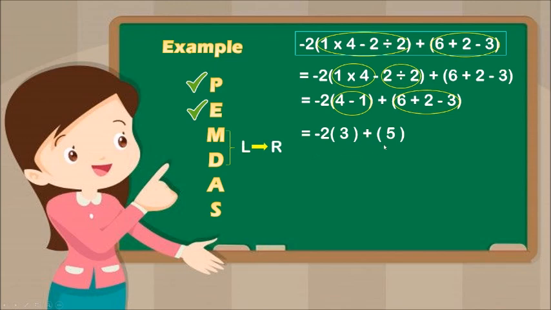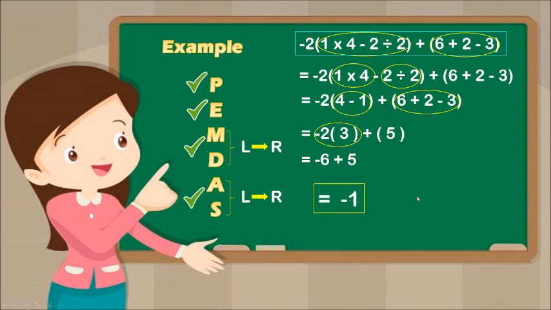So next is, again, outside the parentheses. So we solve the multiplication and division, whichever comes first. So that would be 2 times 3. So it will be negative 6 plus 5. So addition and subtraction. So negative 6 plus 5 is negative 1. Next example.